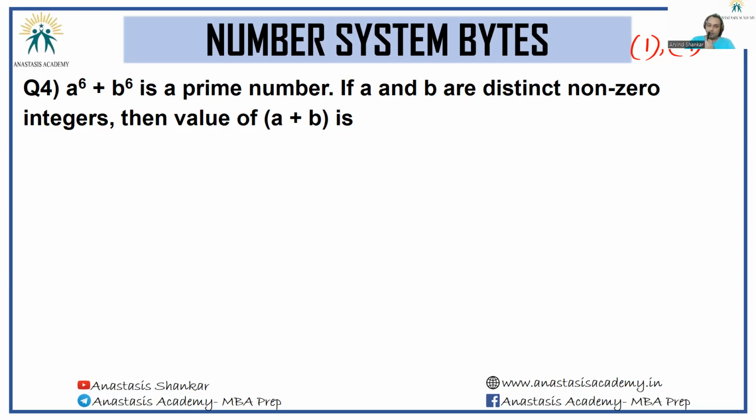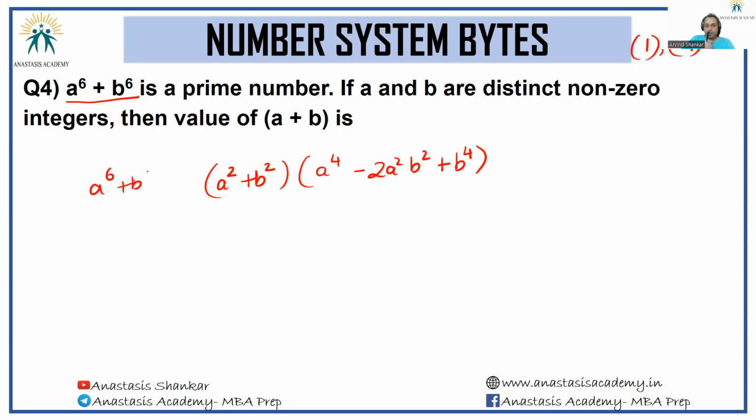But if you're not lucky, then what processing should have been here? This is as good as some cube plus some cube. So if we break this down, we will get a square plus b square and a raised to the power 4 minus 2a square b square plus b raised to the power 4. This much we'll get. Now we were told that a raised to the power 6 plus b raised to the power 6 is equal to this. We are told this is a prime number, yet we have identified the 2 factors.